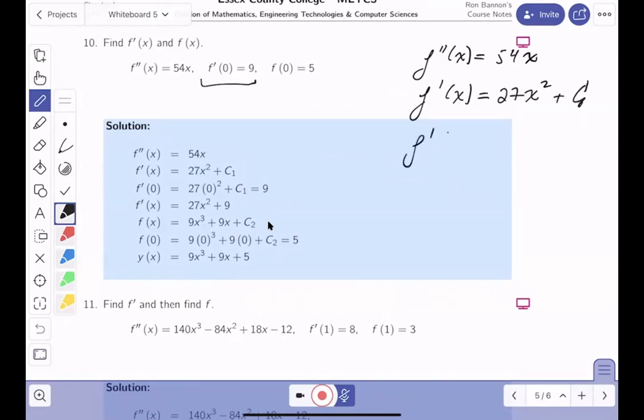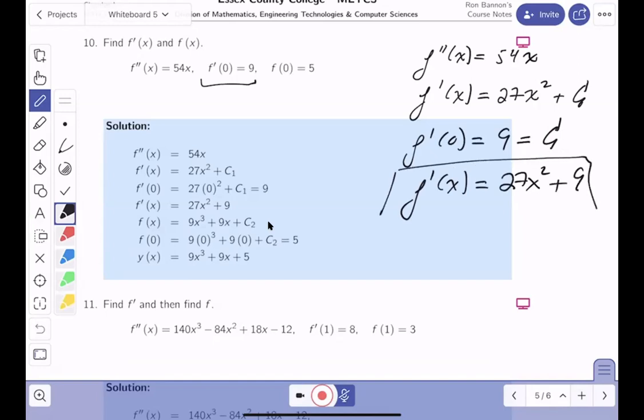I'm going to use this information to figure out what c is. And they tell me f prime at 0 is equal to 9, right? So it's going to be 0. That's easy to do. So c has to be 9. Now I found f prime of x, which was one of their questions, which is 27x squared plus 9. I'll put a box on it. They did ask for that.